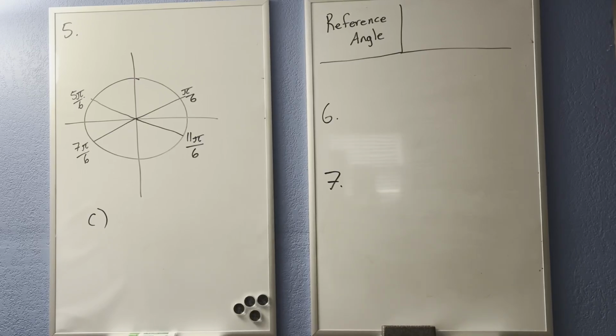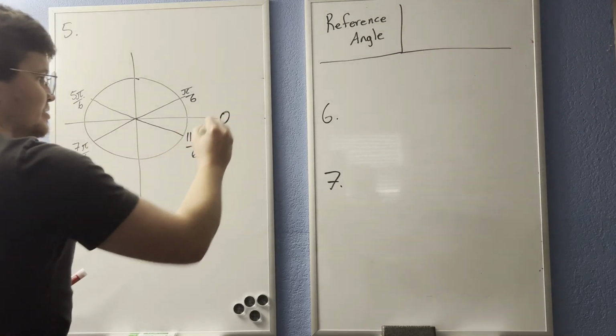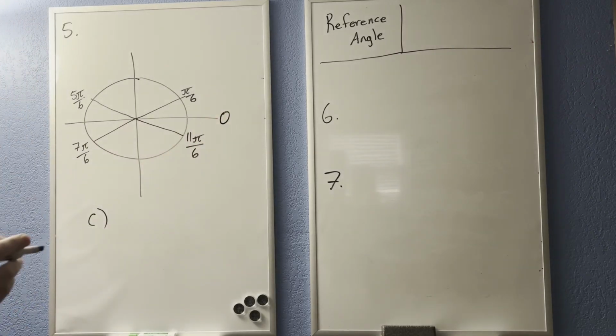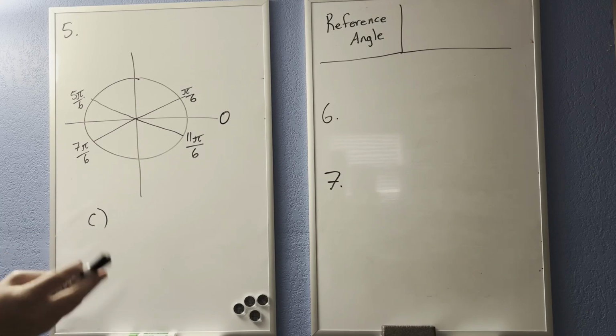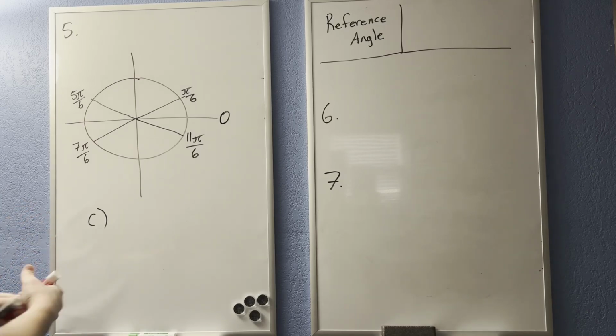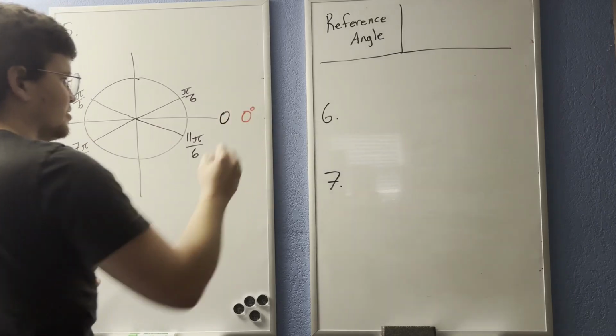Okay, we're on to question 5 here. It's saying if we start our angle at 0 radians at the positive x-axis, how many radians and degrees would each angle be? So 0 radians is right here at the positive x-axis. If it's 0 radians, it's also 0 degrees, because if I multiply 0 by pi over 180, or 180 over pi, I would get 0 again. So 0 radians or 0 degrees.